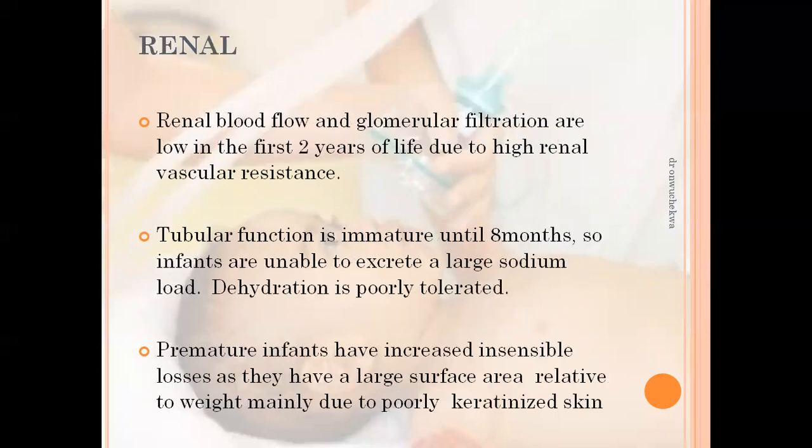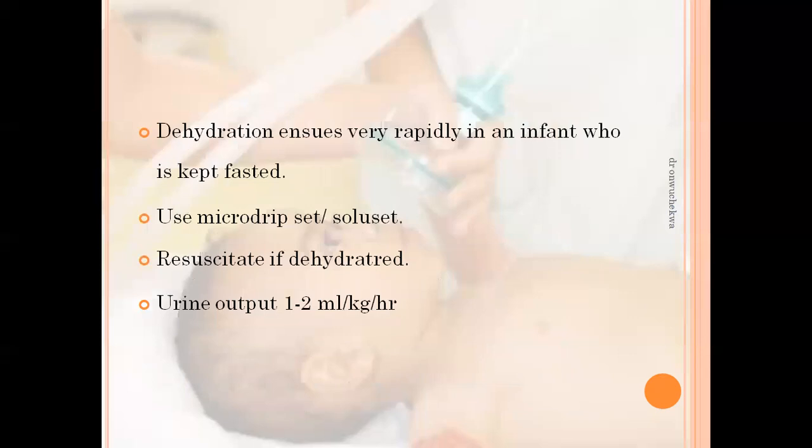For the renal system, the renal blood flow and the glomerular filtration rate are low in the first 2 years of life due to high renal vascular resistance. Tubular function is immature until about 8 months, so infants are unable to excrete a large sodium load. Dehydration is poorly tolerated. Premature infants have increased insensible losses as they have a larger surface area relative to weight, mainly due to poorly keratinized skin.